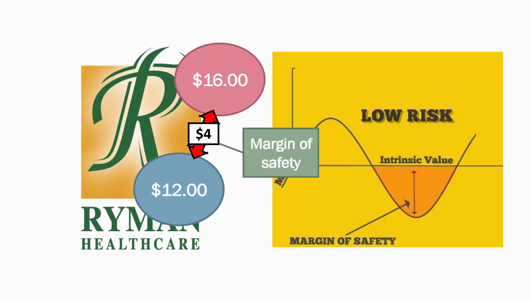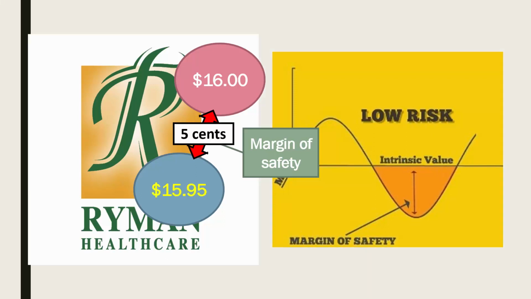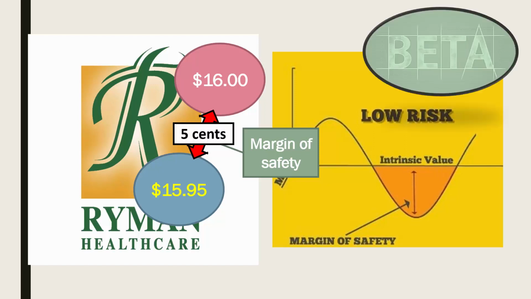Alternatively, suppose I purchase shares in Ryman Healthcare at $15.95 per share. I would have a small margin of safety and little protection if my forecasts of Ryman Healthcare's abnormal operating income or cash flows proved to be optimistic. Although the calculated betas of Ryman Healthcare might be identical in both cases, the risks of my equity investment in each case would be very different.